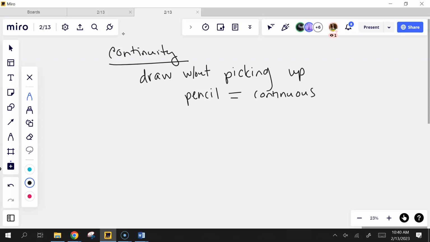Most graphs that we deal with are continuous, with the exception of a couple. The piecewise functions that you've been doing are not always continuous, right? Sometimes, if they look like this, can you draw that without lifting up your pencil? No, because I'd come here and start going, and oh, wait, I have to jump up here and finish the graph, right? So it's not continuous. So we would call it discontinuous.